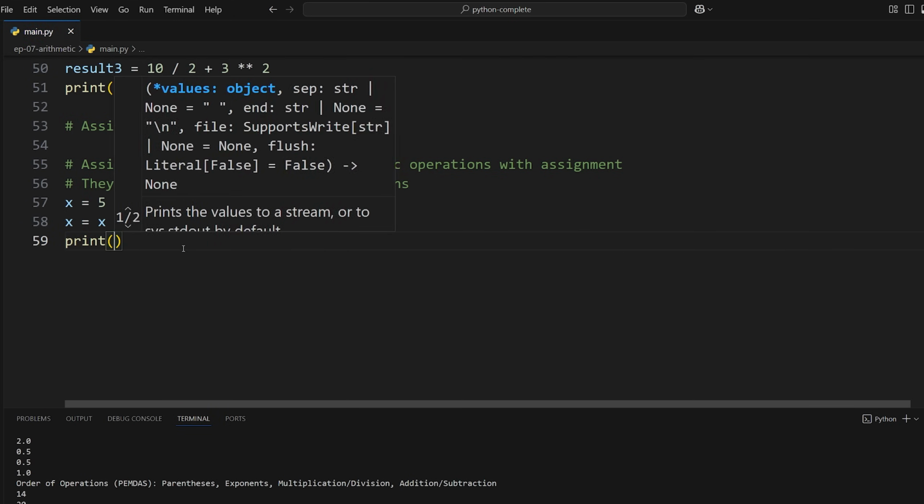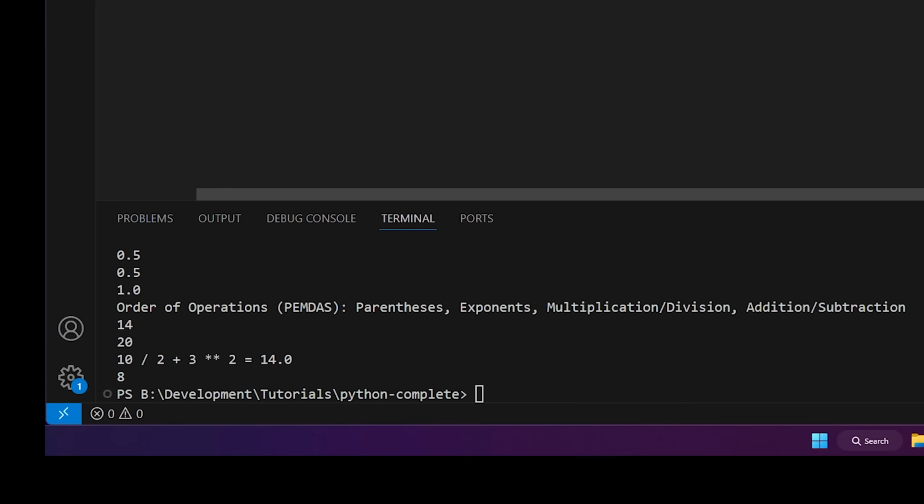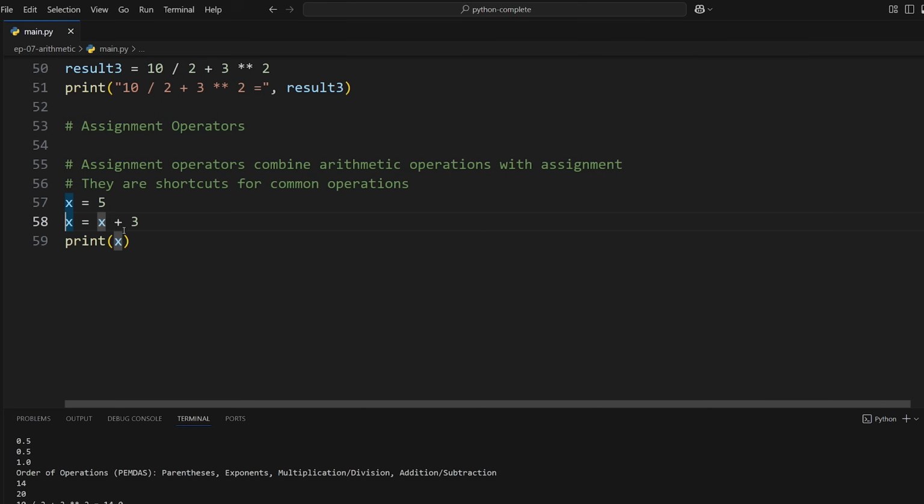So if we print this, we get 8, obviously. There we go, we get 8. So what I'm going to do is copy this and just comment it out, and I'll paste the new line. And then what I'm going to do is show you the shortcut of this same line here.